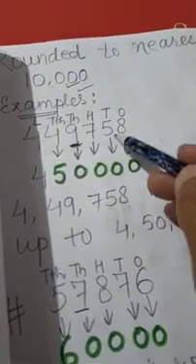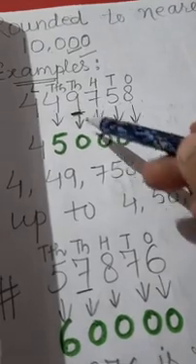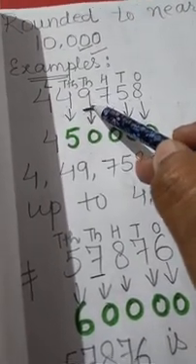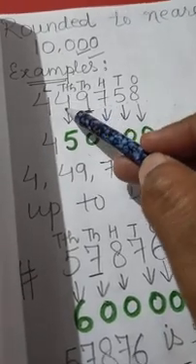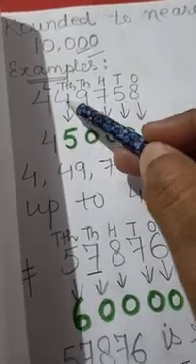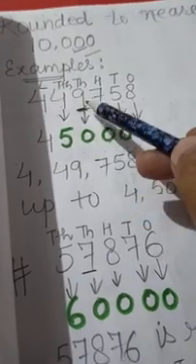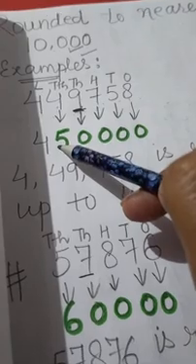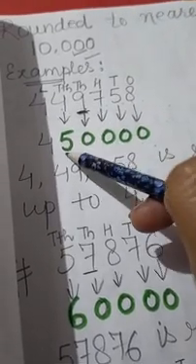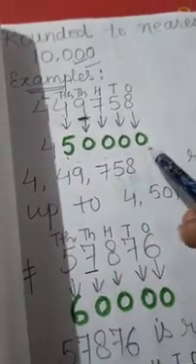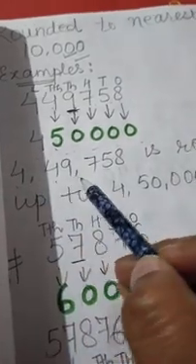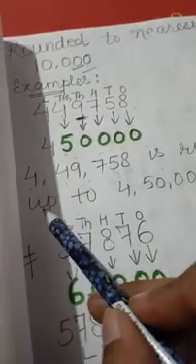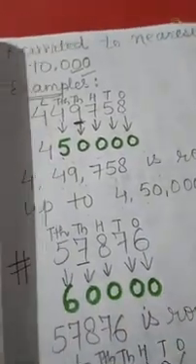1's place will become 0, 10's place will become 0, 100 place will become 0, 1000 place will also become 0. Now 1000 place digit is 9. It is more than 5. So 4 will become 5. 10,000 digit will become 5 because it is more than 5. So there will be a change in this digit. It will become 5. 4,50,000. Now 4,49,758 is rounded up to 4,50,000.